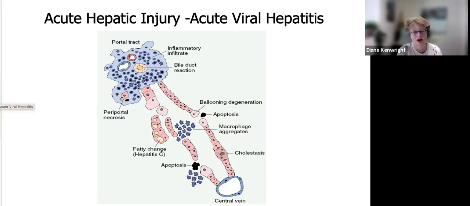This is a diagram of acute viral hepatitis. So as well as the cell swelling, bile accumulation, and fat accumulation, what you get is inflammatory cells, right? So we get inflammatory cells in the liver parenchyma and inflammatory cells in the bile duct. Most of the problems in acute hepatitis occur here in the parenchyma.